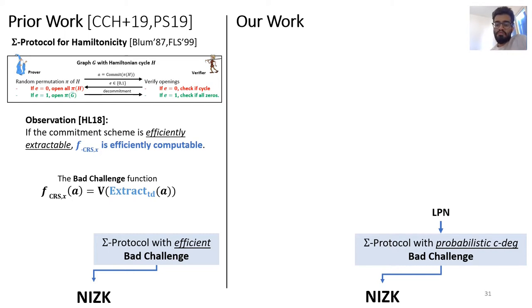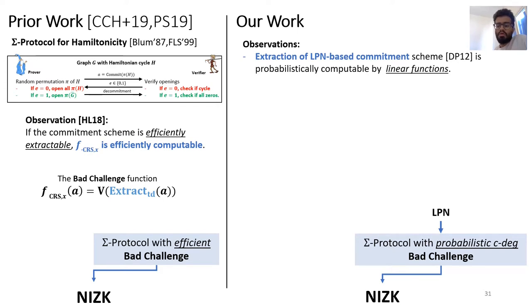So for us, we need something stronger. We need to show that the sigma protocol has a batch challenge which is probabilistically computable by constant degree. So we make the following observations. First, we observe that there exists an LPN-based commitment scheme where the extraction algorithm can be probabilistically computable by a linear function, which are a special case of constant degree functions, of course. But the problem is that this polynomial time verification is of high degree, at least in the protocol for Hamiltonicity, and it's not clear how we can probabilistically compute it using constant degree polynomials.